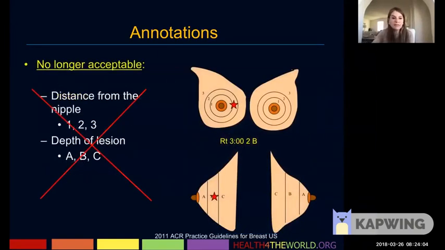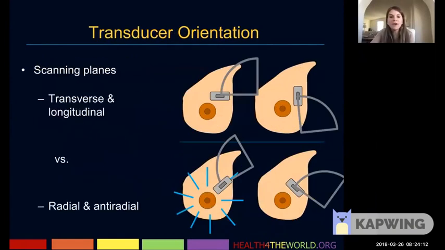This old scheme of distance from the nipple in 1, 2, 3 and depths of the lesions in ABC, they've eliminated and don't want us doing this anymore. When we talk about transducer orientation, in most places in the body when we perform ultrasounds, we document in transverse and longitudinal, as you see in that graphic representation, which is okay.